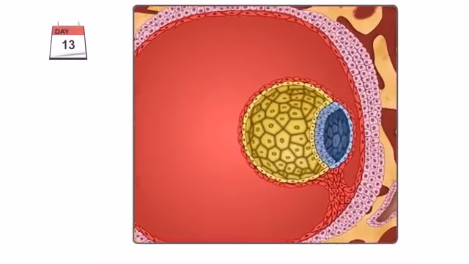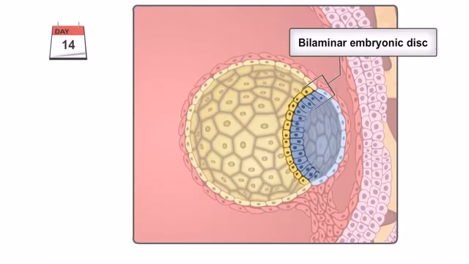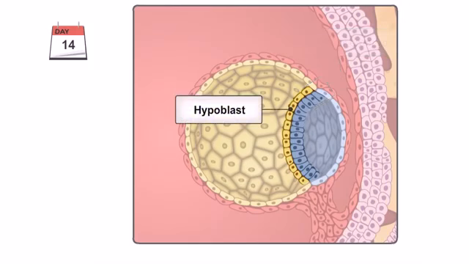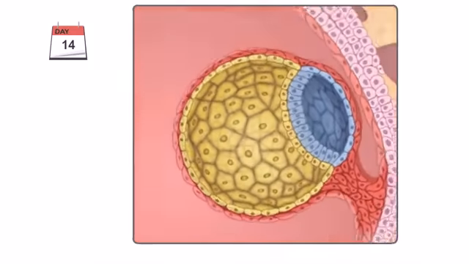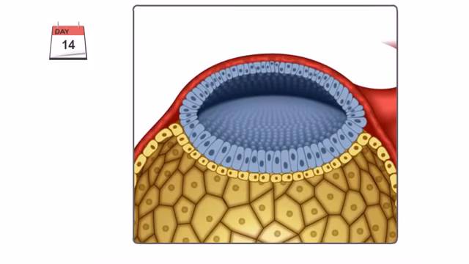By the end of the second week of development, the bilaminar embryonic disc, consisting of the hypoblast and epiblast, has formed. Throughout the third week of development, this bilaminar disc differentiates to establish 3 primary germ layers, in a process known as gastrulation.